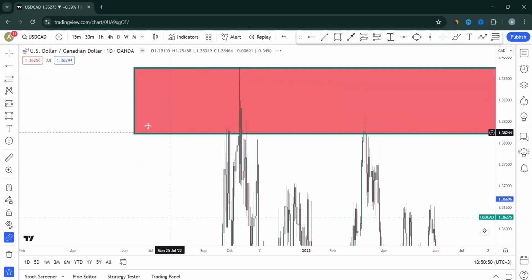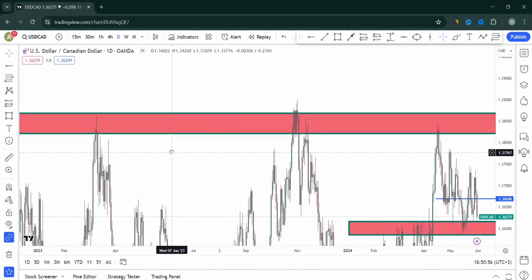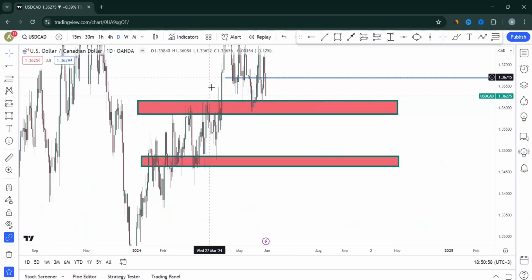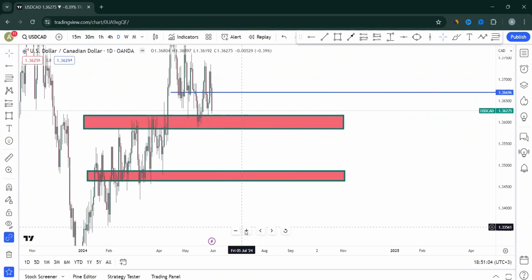Let me just adjust it. I can decide to adjust it depending on this area, right? Depending on the time frame that you're comfortable with, you can decide to adjust it to this area, and also this, you can decide to adjust it to that area, right? So that your chart is not so congested.